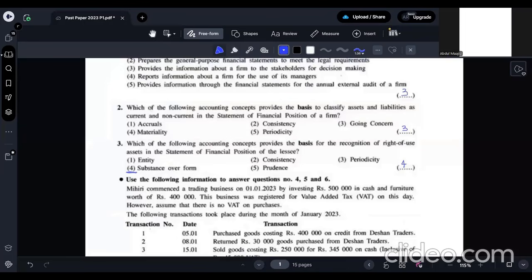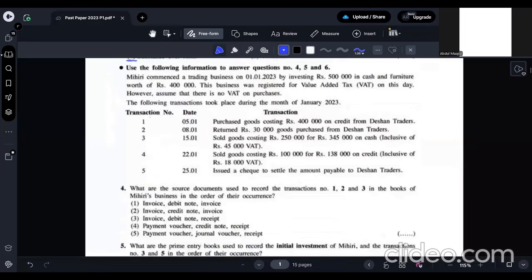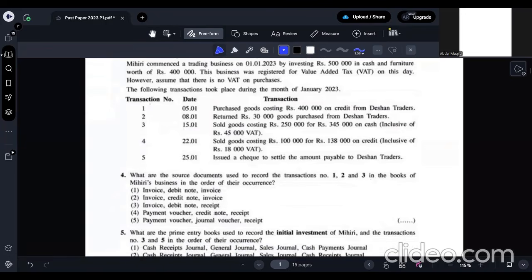Then moving on to 4, 5, and 6. Mihiri commenced a trading business on 1st of January 2023 by investing 500 in cash. They had given a few transactions. You can start by reading the question. Fourth one: what are the source documents used to record transactions 1, 2, 3 in the books of Mihiri? This is Mihiri's business. First one, purchase goods costing 400,000 on credit. That will be an invoice. The source document will be invoice.